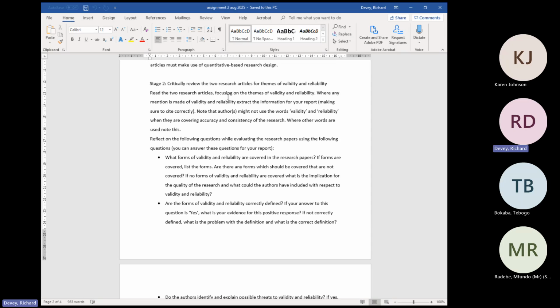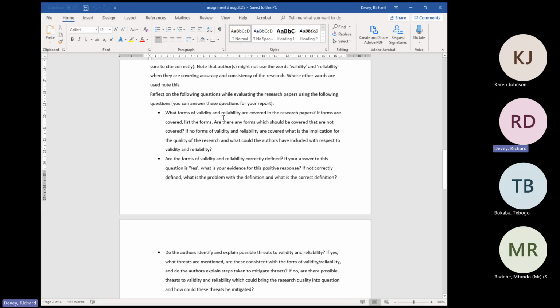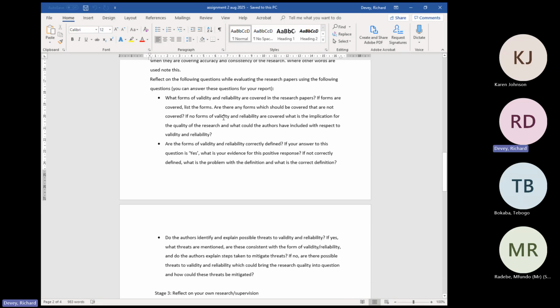So you need to focus on those 2 concepts, extract the information about those, and then, as I mentioned, they might not use the words validity and reliability, but they might be using other terminology to refer to those concepts. And then you have to answer these questions. So what forms of validity and reliability are covered in the research papers? So if they are covering certain forms, you need to list the forms.